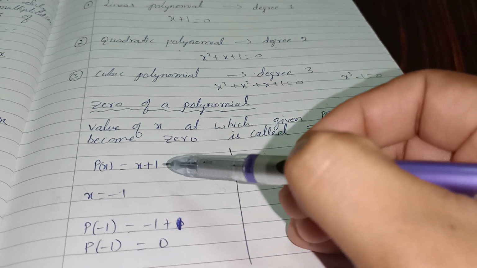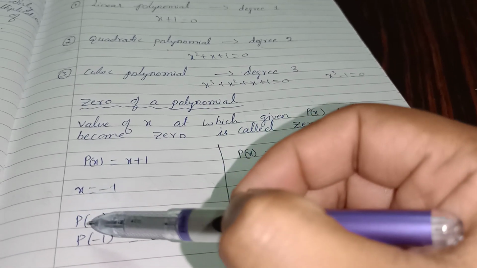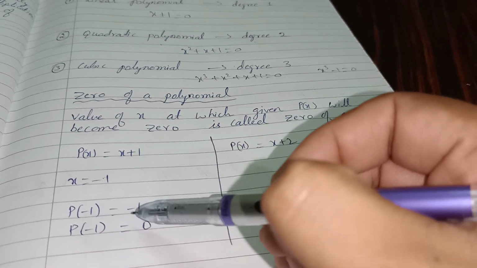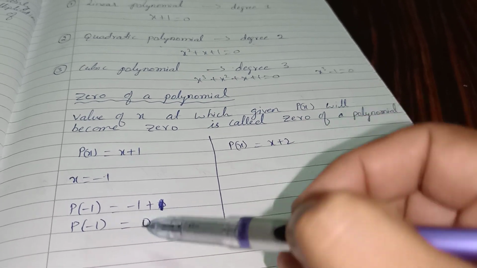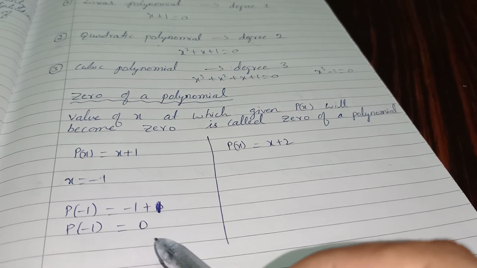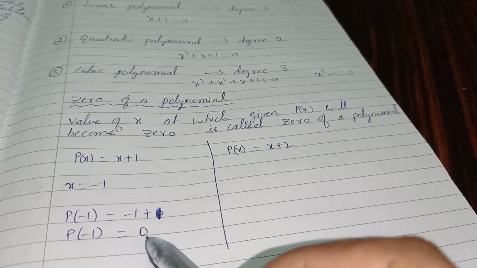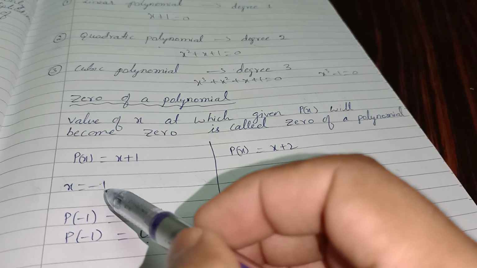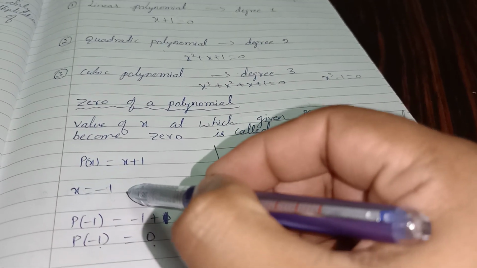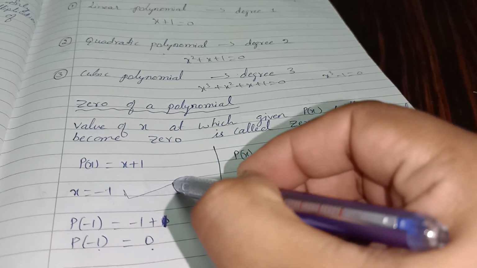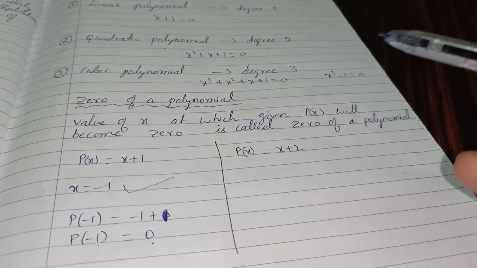p(x) = x + 1. If you substitute x equal to -1 in this, you get p(-1) = -1 + 1. So -1 plus 1 cancels, and you get 0. So p(-1) is equal to 0. At which value does it become 0? x equal to -1. So x = -1 is called the zero of a polynomial.